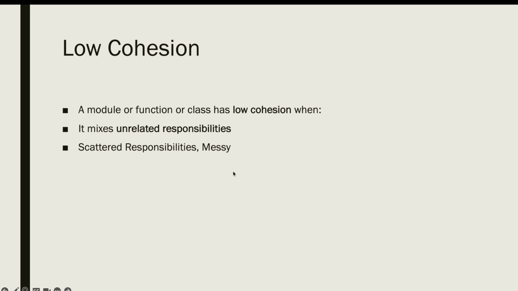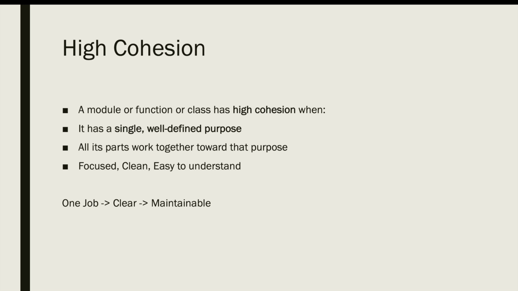Your code could be of low cohesion or high cohesion. Low cohesion is when it mixes unrelated responsibilities, and high cohesion is when it has a single well defined purpose, the job of a method or class is very clear, and it is maintainable. Now let's go through an example so that you can understand it in a very clear way.